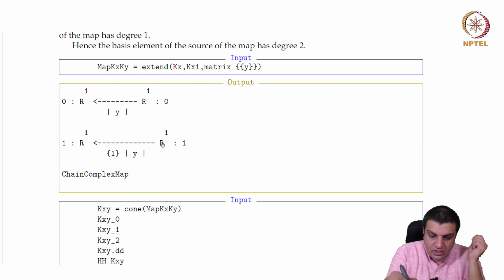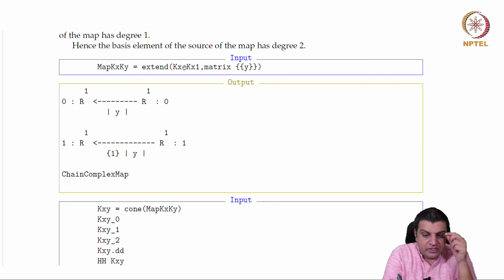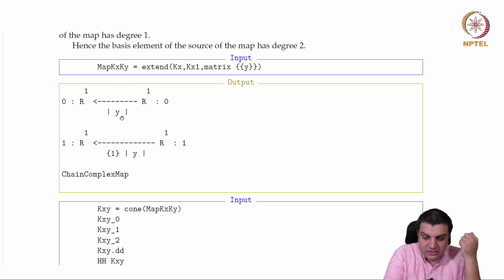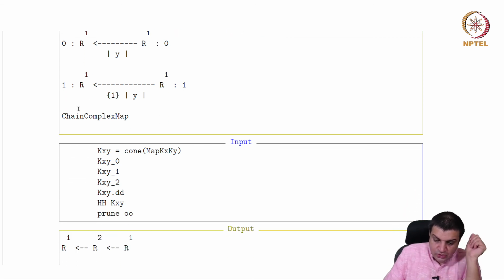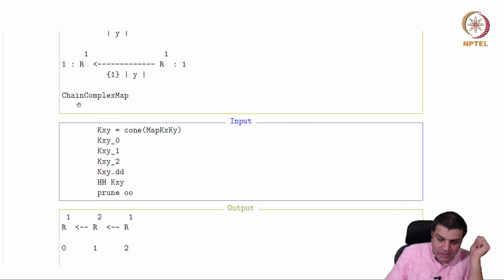Now this extend is a function which tries to extend a matrix as a map of complexes. So we want a map from kx1 to kx, multiplication by y, that's what this one does. Okay, so now it's a map of complexes, in both factors it's multiplication by y. Okay, and then we ask Macaulay to construct its cone, and we call the cone kxy.